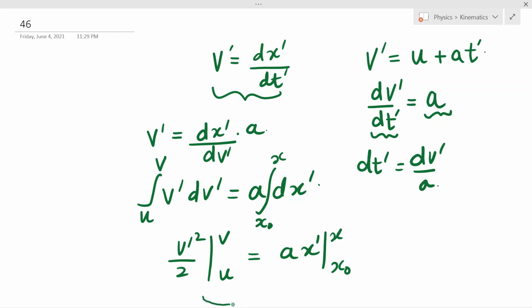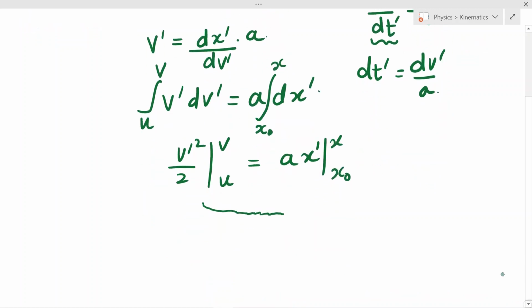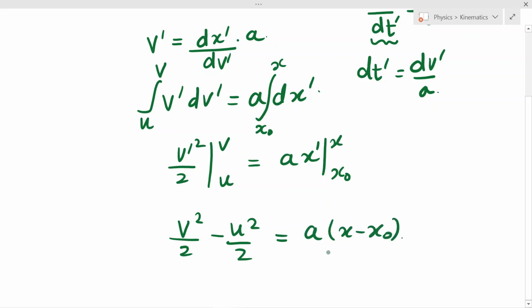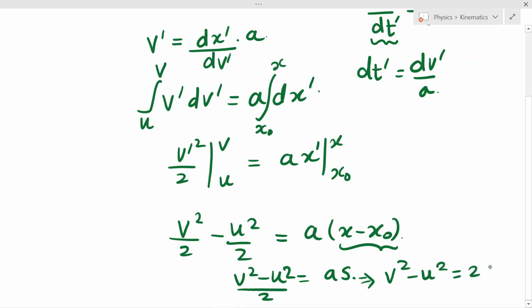Now v square by 2 minus u square by 2 is equal to a into x minus x0, and x minus x0 is our displacement, so this will be a into s, and this is v square minus u square upon 2. So this becomes v square minus u square is equal to 2as, that is nothing but v square equals u square plus 2as.